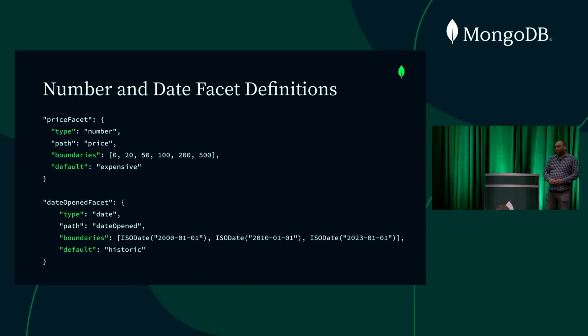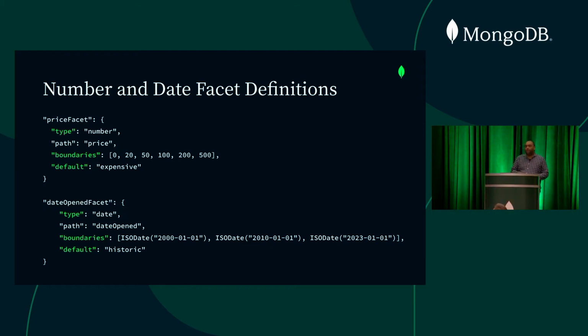Number and date facets work a little bit differently. They both also specify their type as number or date respectively, and they give a path to data indexed for faceting. Instead of outputting the top buckets by count, however, number and date facets require you to specify boundaries that define ranges for which to count your data. These boundaries are specified as an array of consecutive numbers or dates, and each pair of numbers or dates defines a range that we'd like to have in our results. In our price facet here, the ranges defined are 0 to 20, 20 to 50, 50 to 100, and so on.